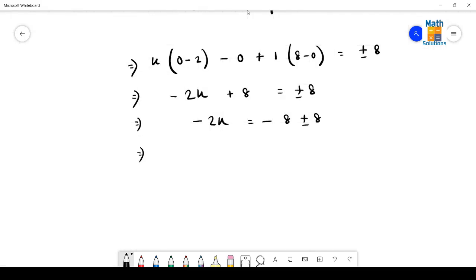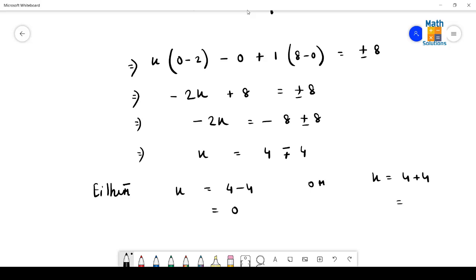If we want to remove this minus sign, both the sides should be multiplied by minus or divided by minus. So we shall be getting here, by minus 2, let's divide both the sides. We shall be getting the result like this: 4 minus plus, the sign will be reversed. So either here we shall get K is equal to 4 minus 4 or K is equal to 4 plus 4. So one answer is 0, the other answer is 8. So this is the answer.